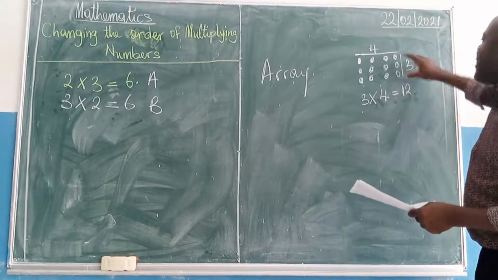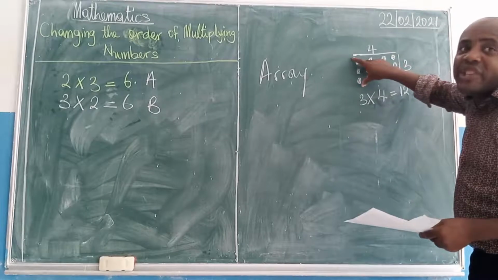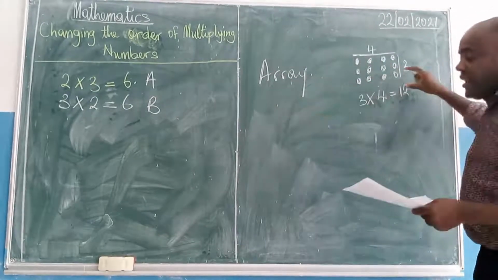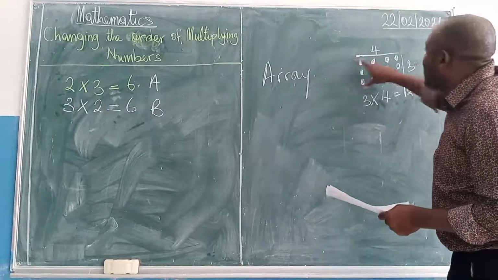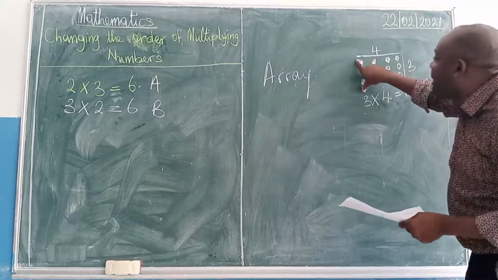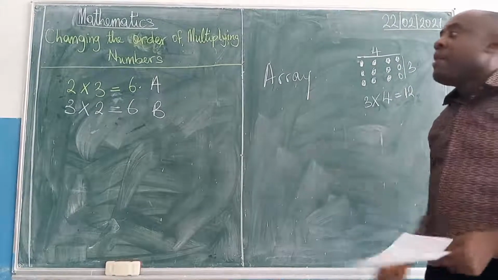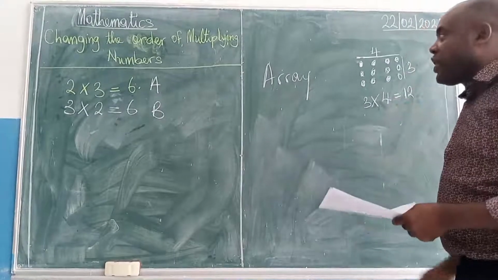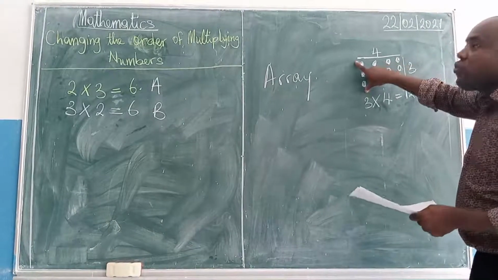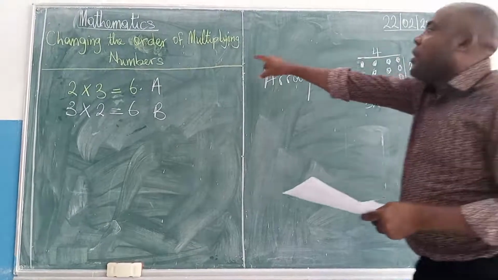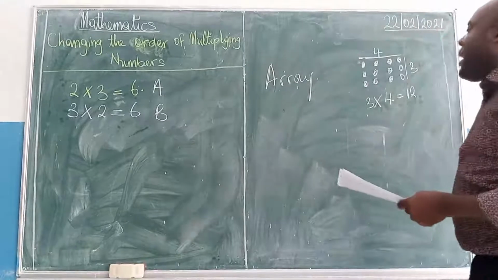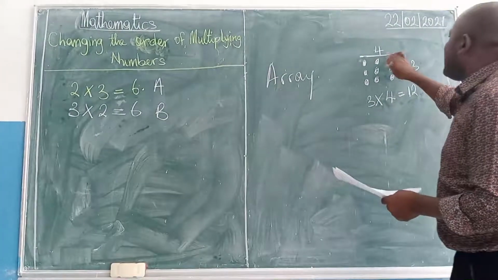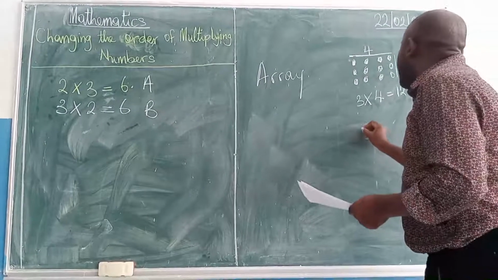Now, this method tells us that the numbers have been arranged in an array. So when we arrange the numbers in an array, that is the array method of multiplication. We are going to use it to do order of multiplying numbers. So I can still change this array to be 3 times 4.